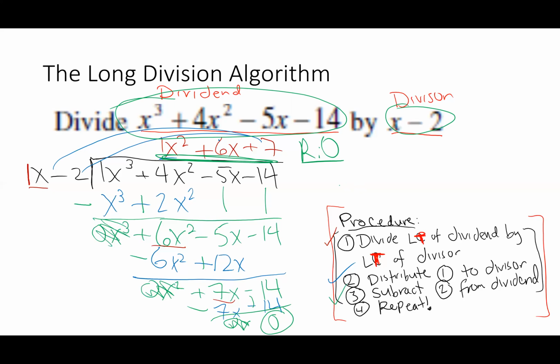So effectively, what I can say here, so first off, let's address the vocabulary of this. So I performed this division and I ended up with x squared plus 6x plus 7 with a remainder of 0. This term here I call the quotient, and my remainder is 0.